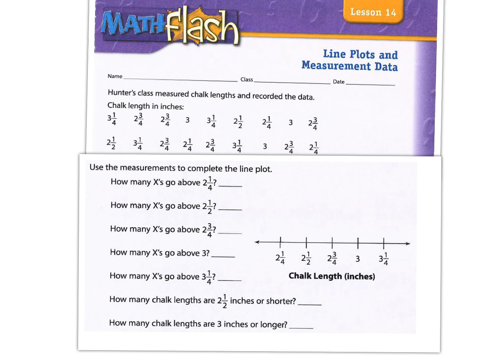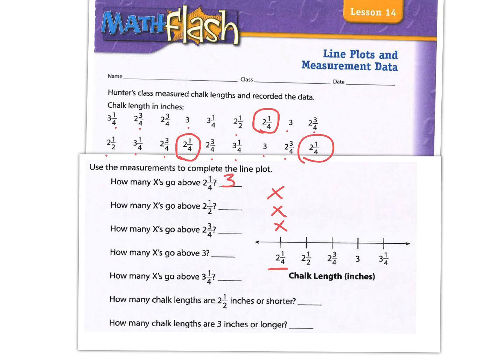How many x's go above 2 1/4? Well, let's count. Let's find out how many 2 1/4 measurements we got. So if we start looking through, here's 2 1/4 and 2 1/4 and 2 1/4, so 3. So that means on the line plot, we would go to 2 1/4 and we would just put 1, 2, 3 x's above it. That's a line plot.